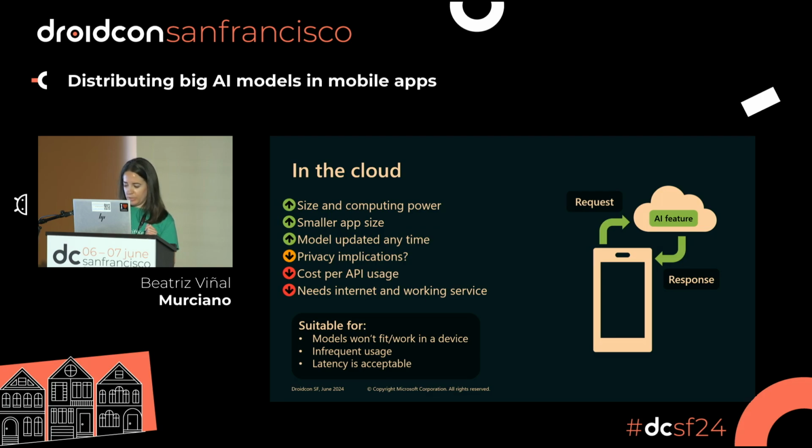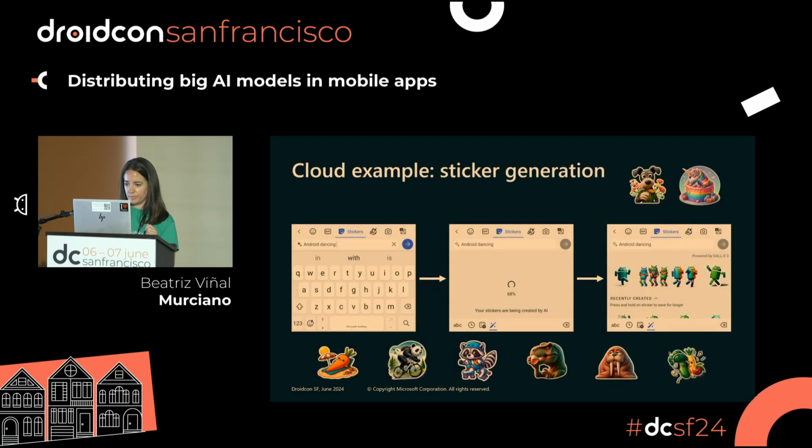And let me show you an example of these, how we use these in the keyboard. Basically, every feature that uses generative AI at the moment is on the cloud. The more powerful features don't exist on device yet. So this is an example for the sticker generation feature, which creates all of the stickers you can see there and many more.